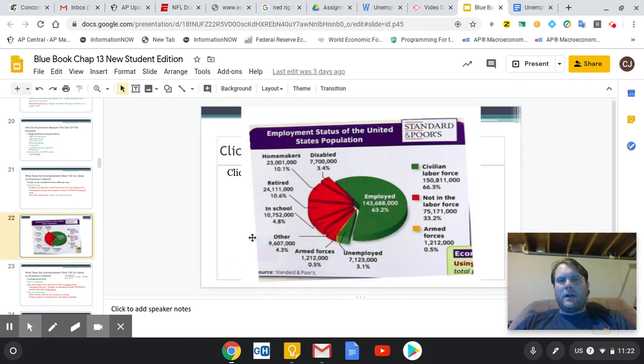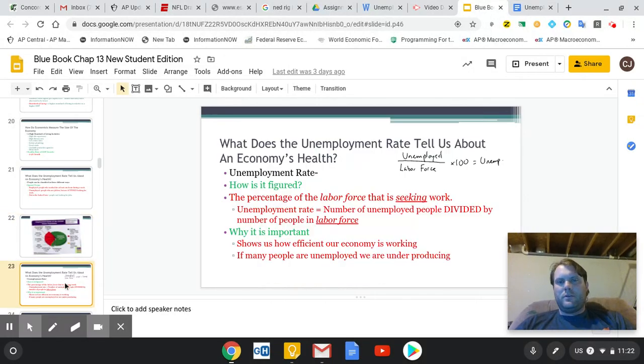If you look at this graph here, you've got people that are in school not looking for a job, people that are retired not looking for a job, homemakers, a stay-at-home mom or dad, not looking for a job. Sometimes you're injured or sick and can't look for a job either. So again, remember to keep those people out. And then also, add the employed to the unemployed for the labor force. So the labor force equals employed people plus unemployed people. People mess that up sometimes.